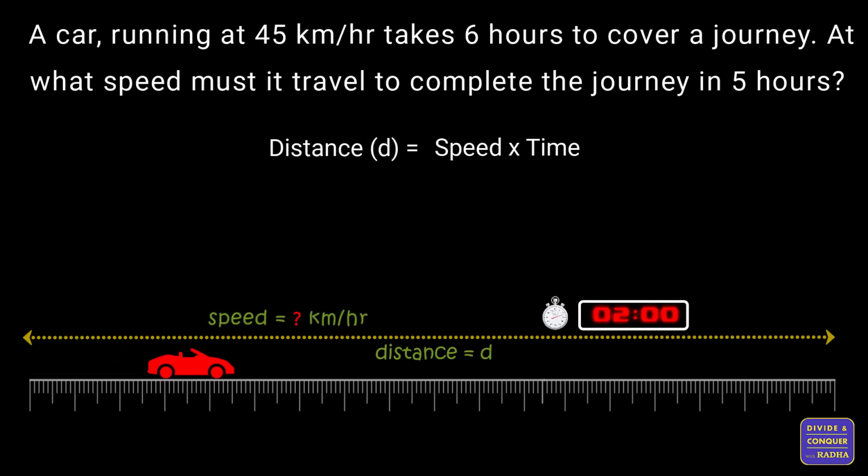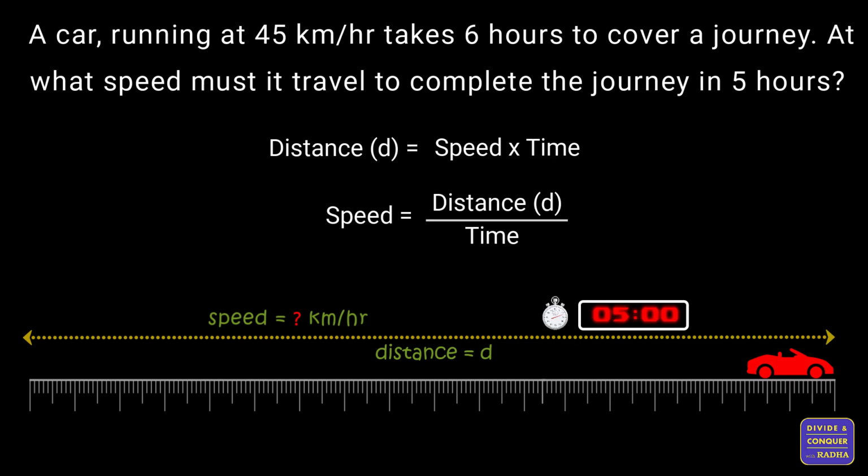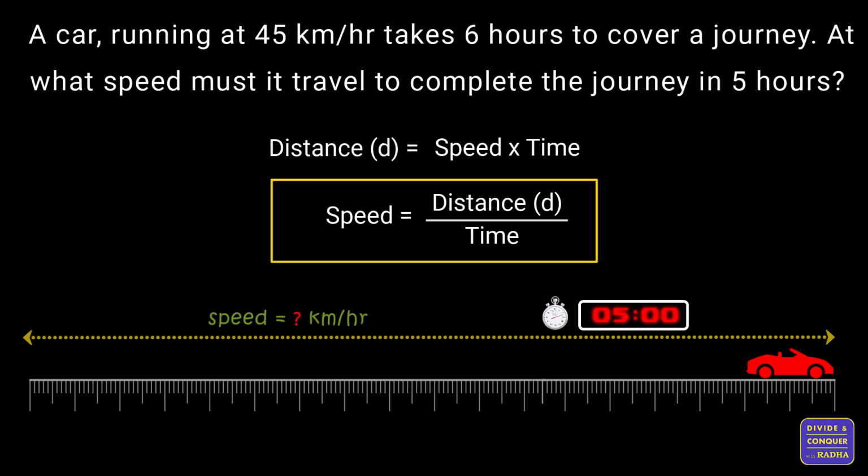At what speed must it travel to complete the journey in 5 hours? So we have the distance which was already calculated. Now we need to calculate the speed so that the car covers that distance in 5 hours. So speed is calculated using the formula distance travelled upon time taken. Let's move on to the solution part of it.